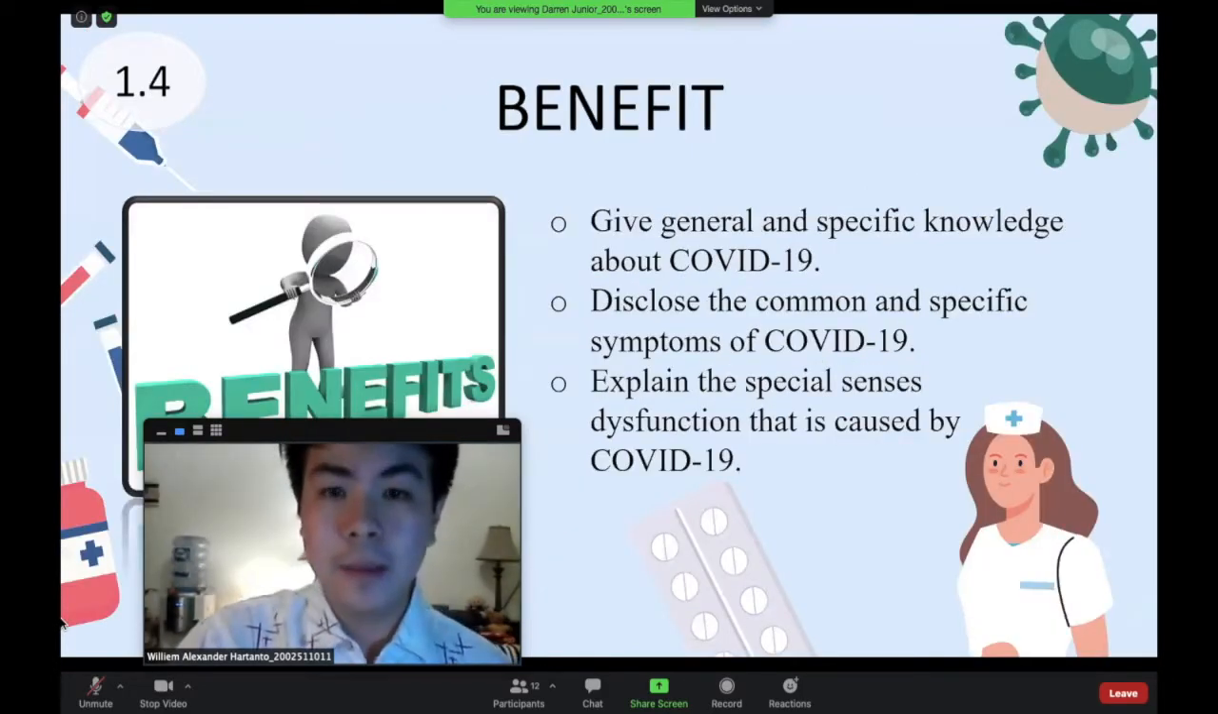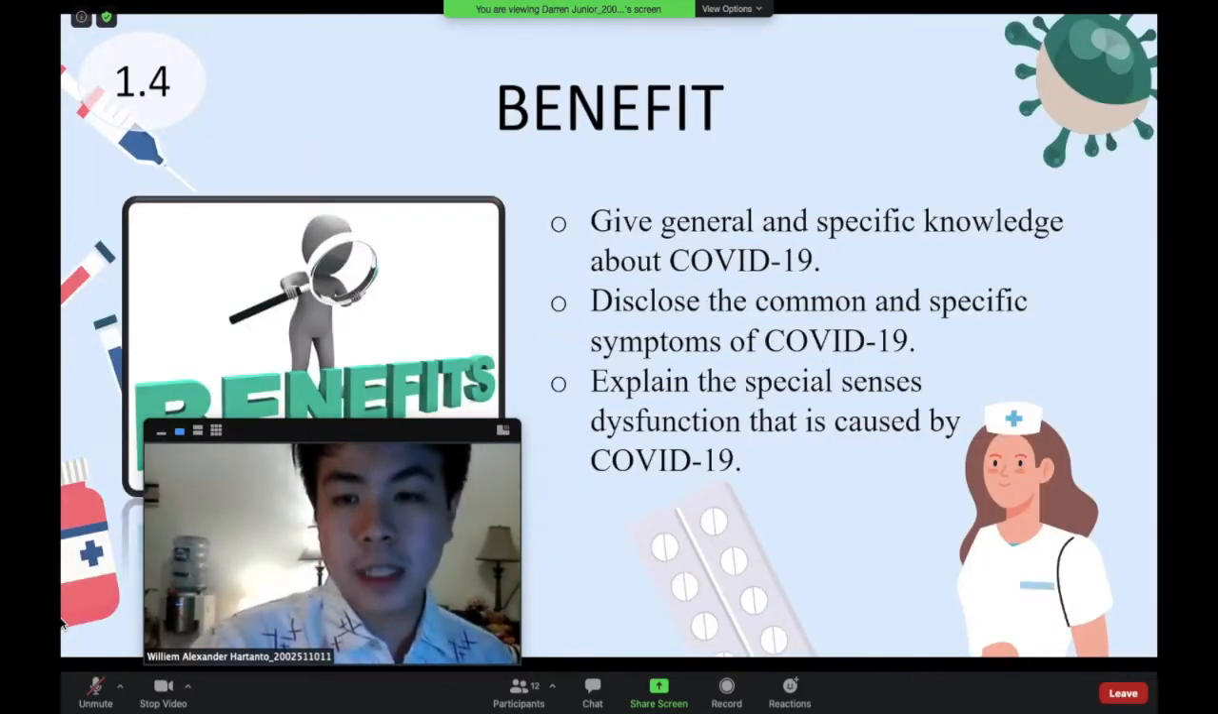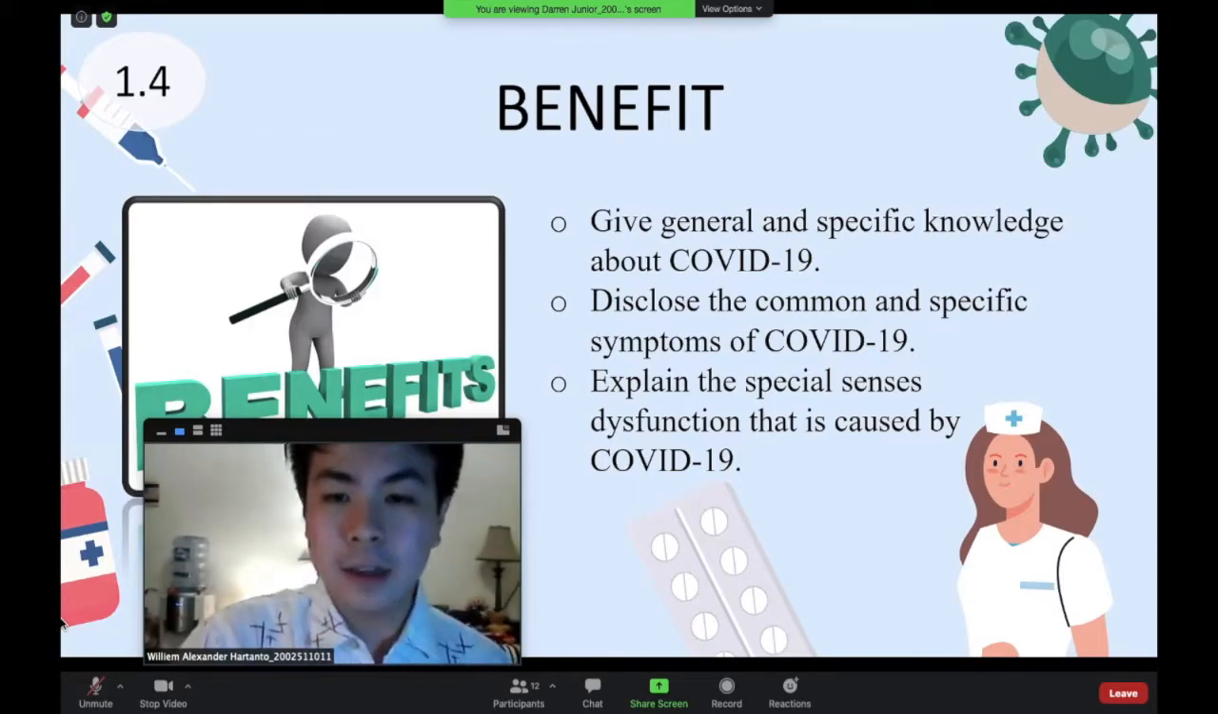Next is benefit. The benefits include, first, give general and specific knowledge about COVID-19. Second, disclose the common and specific symptoms of COVID-19. And third, explain the special senses dysfunction that is caused by COVID-19.